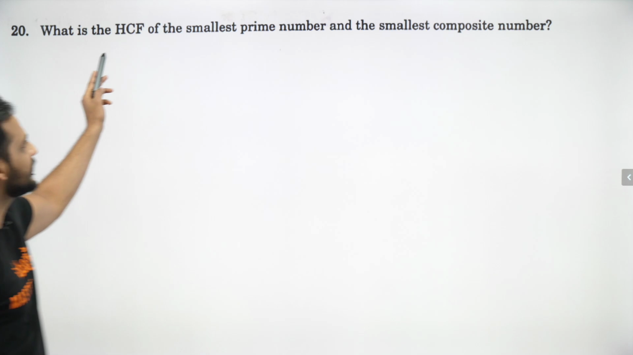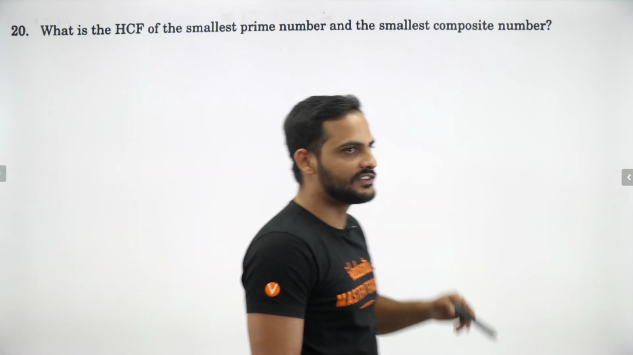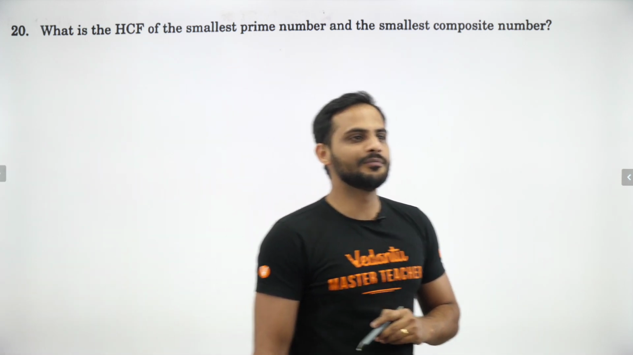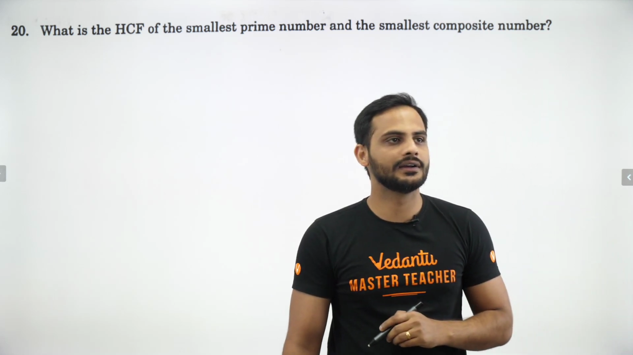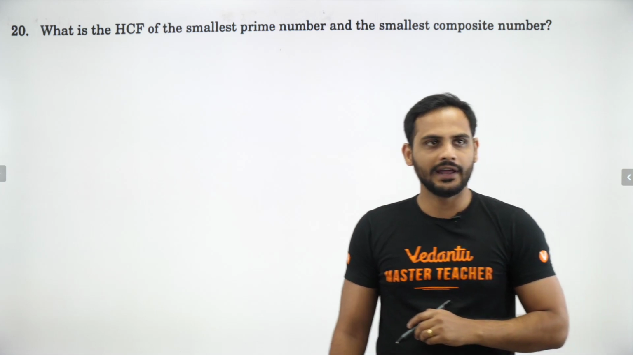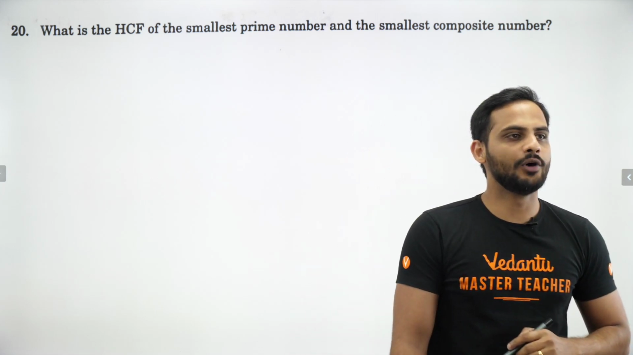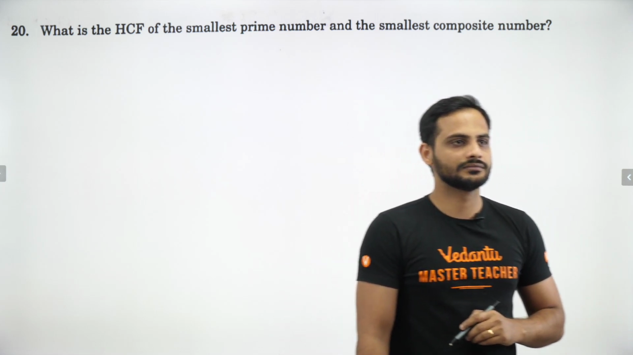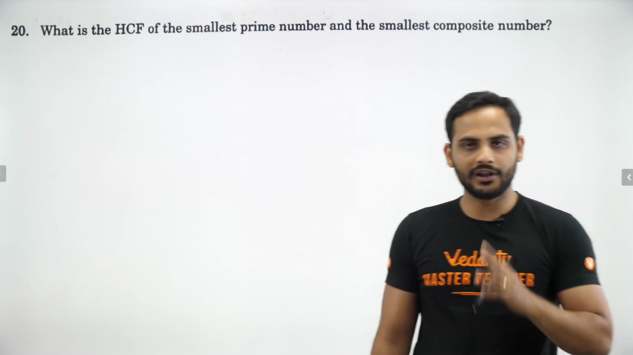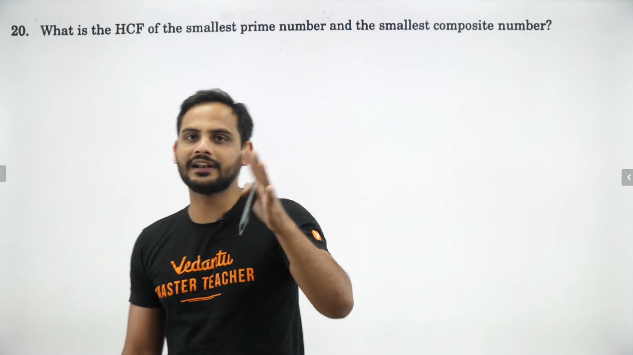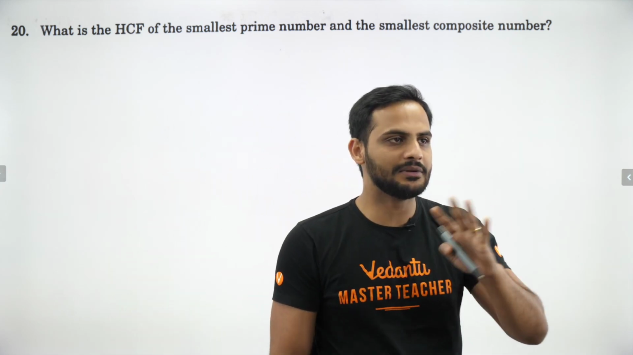Next part. What is the HCF of the smallest prime number and the smallest composite number? Which is the smallest prime number? Tell me the smallest prime number. Smallest prime number is 2, and the smallest composite number is 4. Remember, 1 is neither prime nor composite. 1 doesn't come in any category.